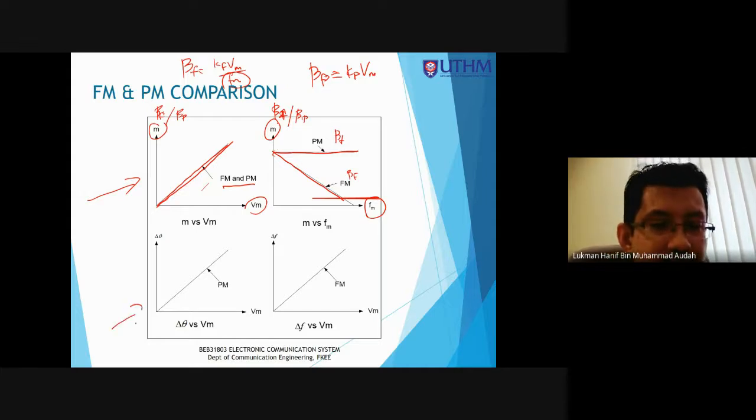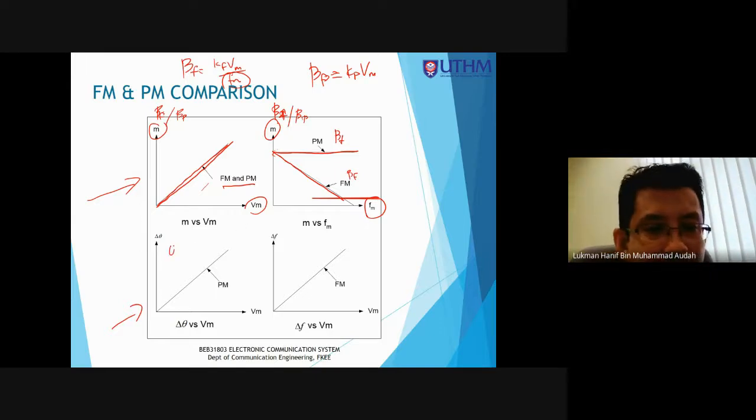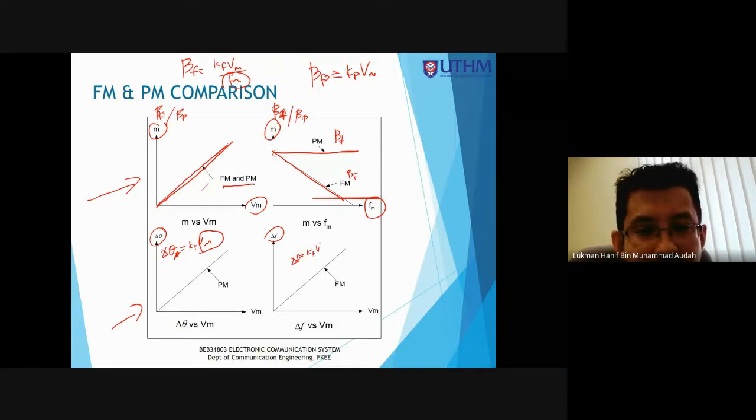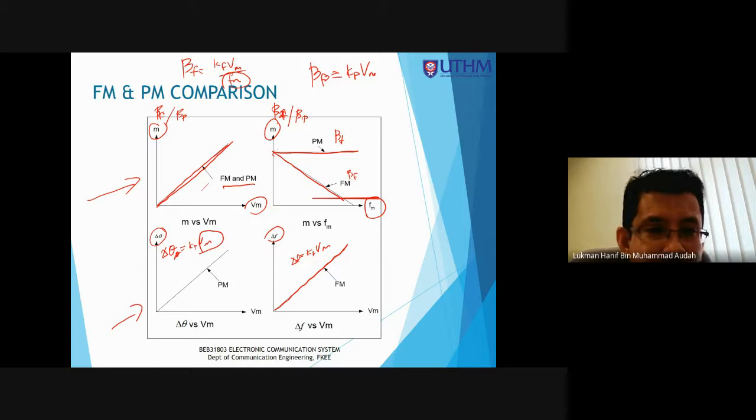Let's look at the delta theta. Ni yang bawah ni delta theta, so delta theta is equal to KP VM. So dia berkadar terus dengan VM. What about delta F? Delta F also is equal to KF VM. Delta F also linearly proportional to the input voltage. So dia berkadar terus.